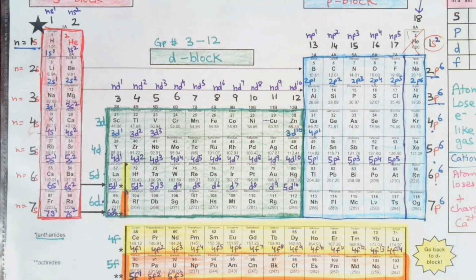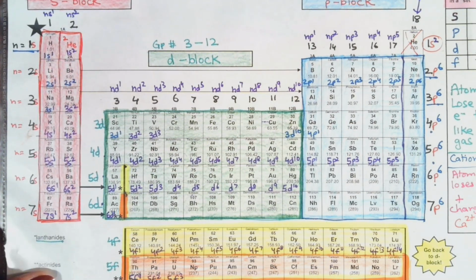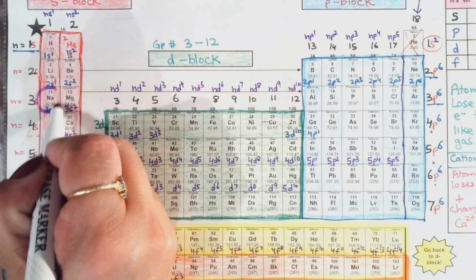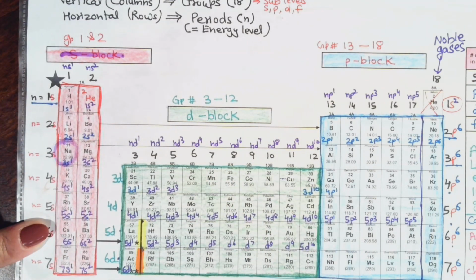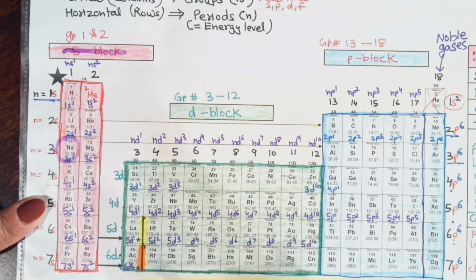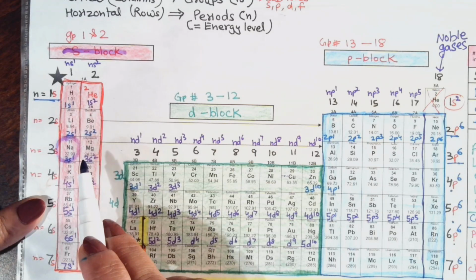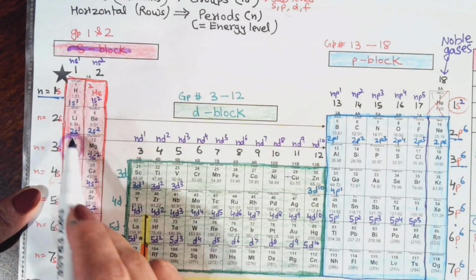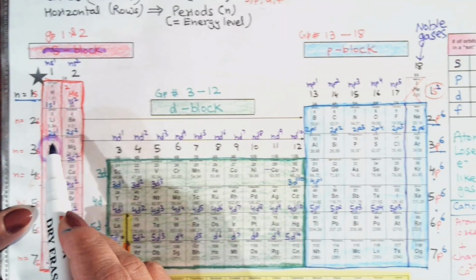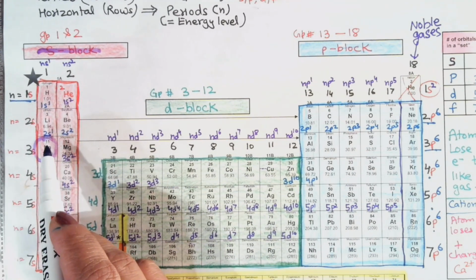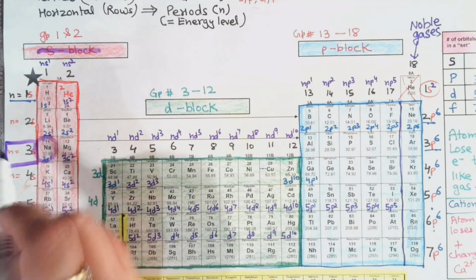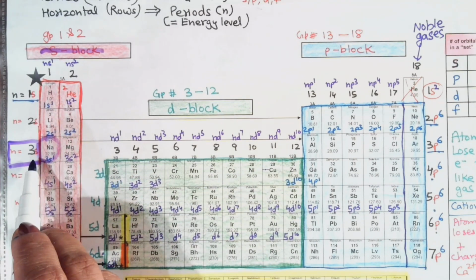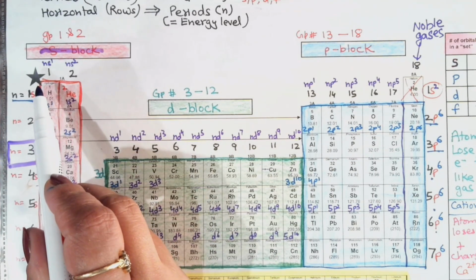Let's first find sodium on the periodic table and see which block it belongs to. Sodium is right here, and it belongs to the S block. It means the last electron in sodium will enter the S block. If we want to write down the configuration of sodium, I have to write down the configuration of all the elements before sodium. Sodium is in the third period, so locate sodium and write down its period number. Then we will start with the first element.